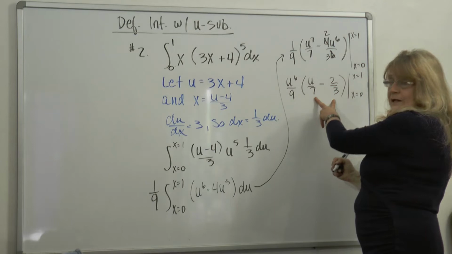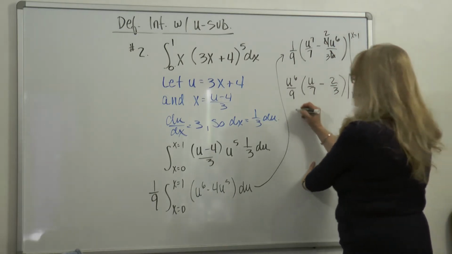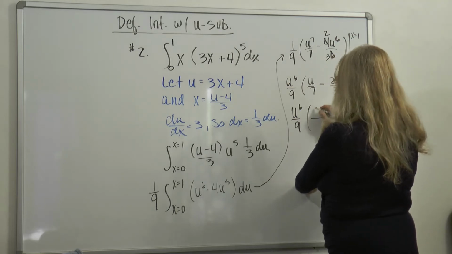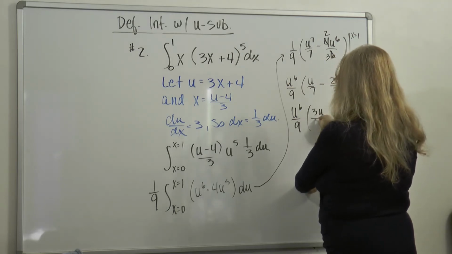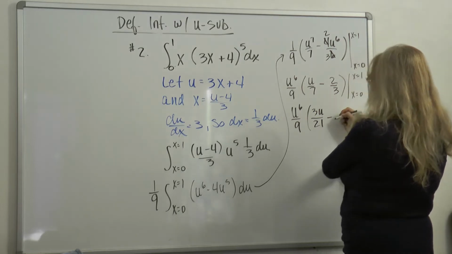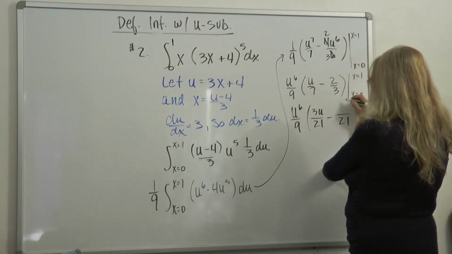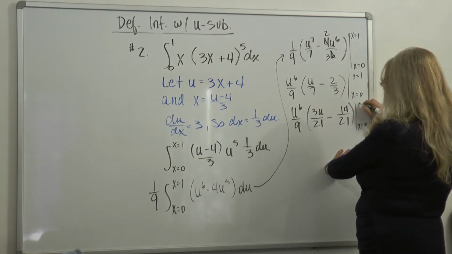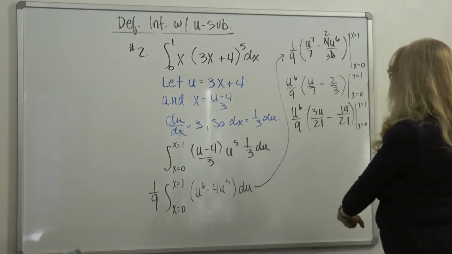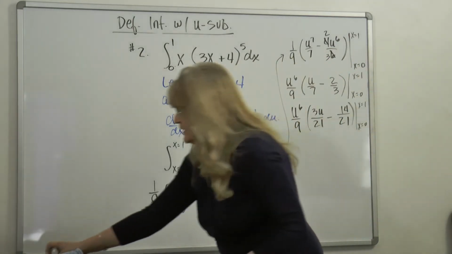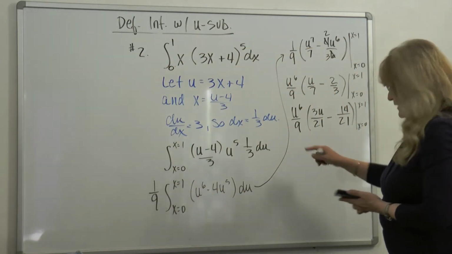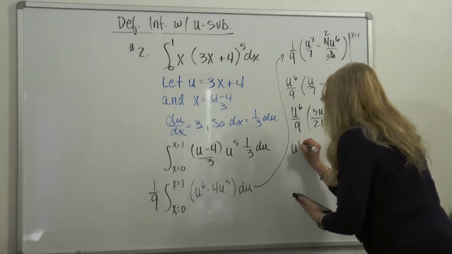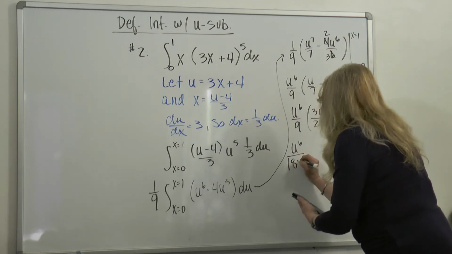I'm going to get, my least common denominator is 21. So I have u to the 6th over 9, and then I'm going to have 3u over 21 minus 14 over 21, going from x equals 0 to x equals 1. Now I'm going to take out 1 over 21 and multiply it by my 1/9. So 9 times 21. So this gives me u to the 6th over 189.